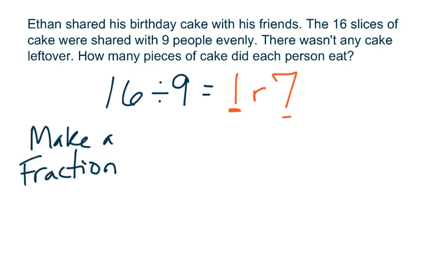Now, in order to make my fraction, to figure out how much cake each person is going to eat, I have to think about what these different numbers represent. My 1 represents the total whole slices of cake that everybody's going to get. So everybody's going to get 1 whole slice of cake, and then everybody's going to get 7 ninths of another slice. My 7 came from my remainder. Those are the total pieces that are left over, and I'm going to split those total pieces into 9 sections. So everybody's going to get 1 7/9 slice of cake.